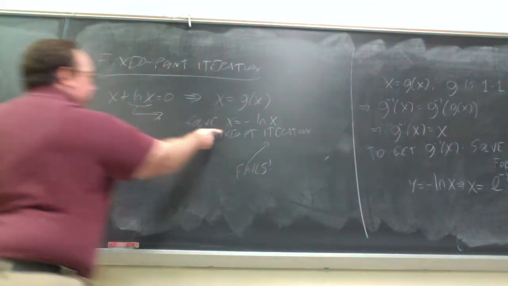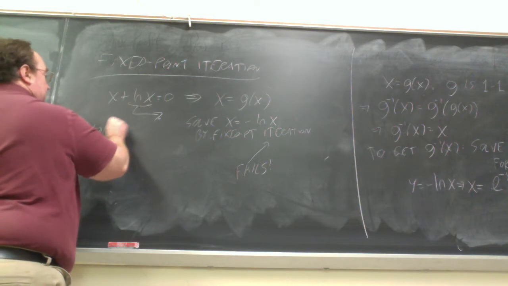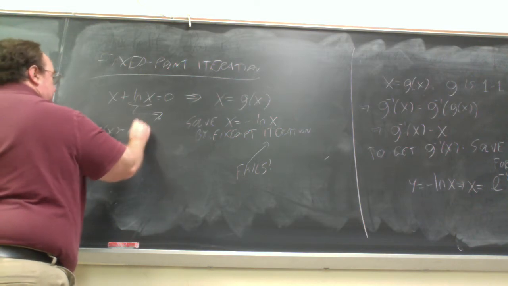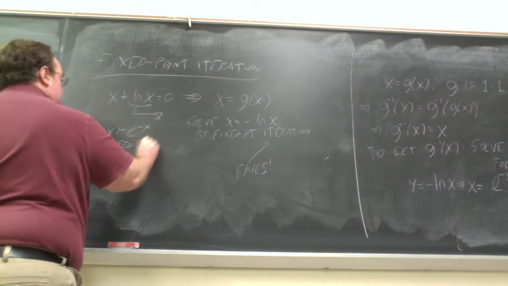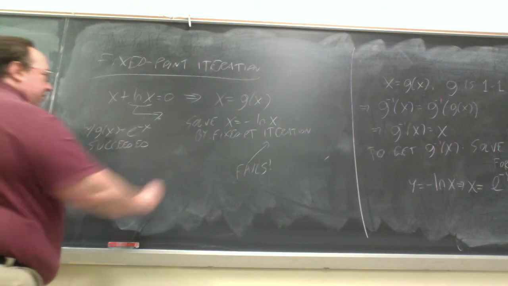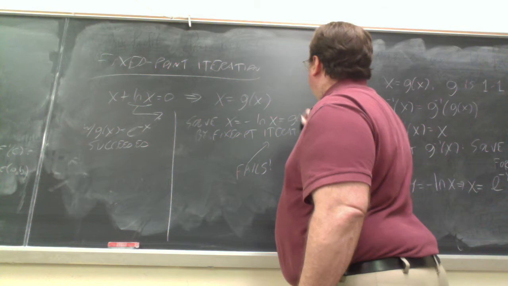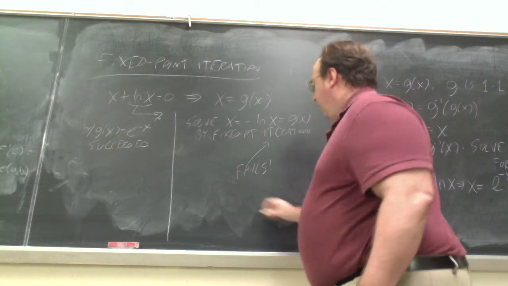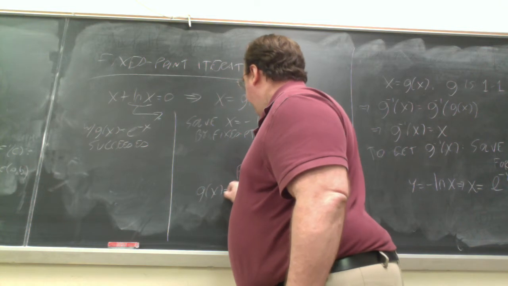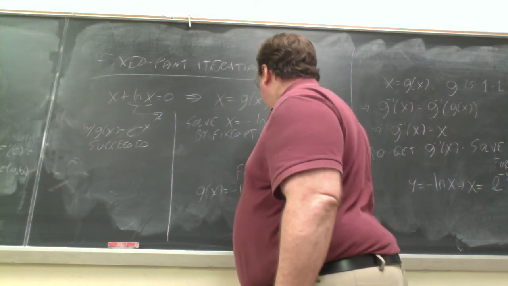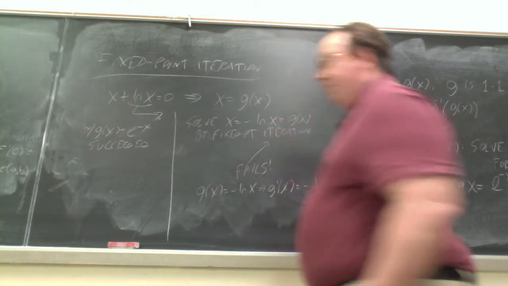All right, so if this function has failed, so if g of x equal to e to the minus x, it succeeded. Now let's take a look at the derivatives. In the first case, g was minus natural log of x. So g is equal to minus natural log of x. G prime is minus 1 over x.